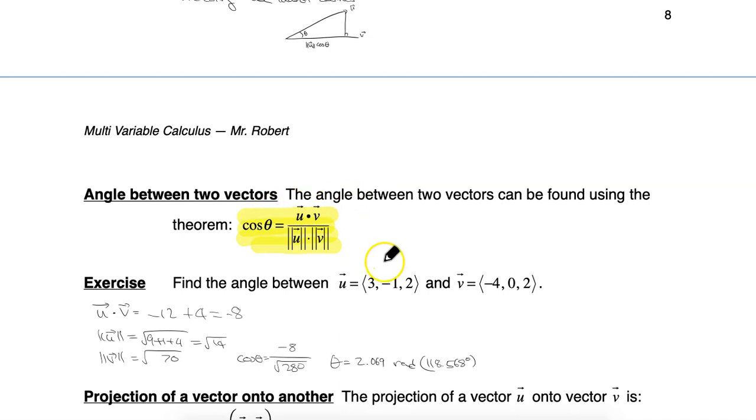So what is u dot v? It's 3 times negative 4, plus negative 1 times 0, plus 2 times 2. The answer is negative 8. Magnitude of u is 3 squared plus 1 squared plus 2 squared, so it's the square root of 14. Magnitude of v is the square root of 20, and I plug everything in, I get cosine theta, and then I get theta, 2.069 radians, or approximately 118 degrees.